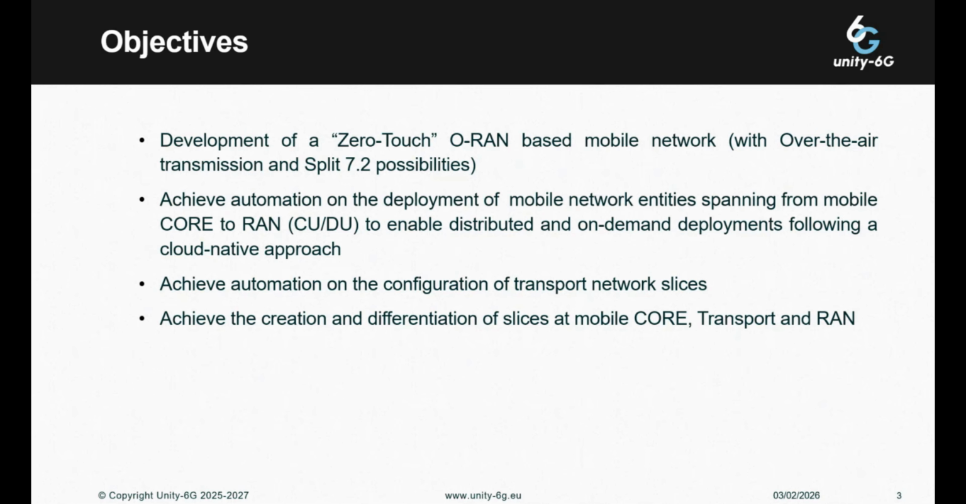As such, the core and RAN are separated by a transport segment, and we also wanted to automate the configuration of transport network slices for the final goal of creating an end-to-end slice mobile network from the core, transport, and RAN.